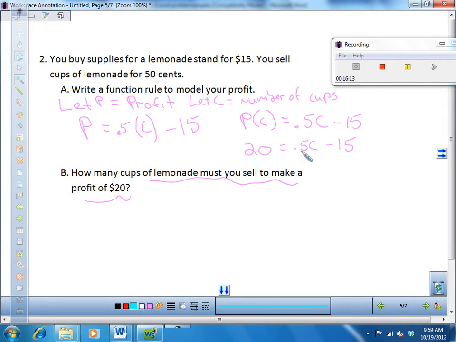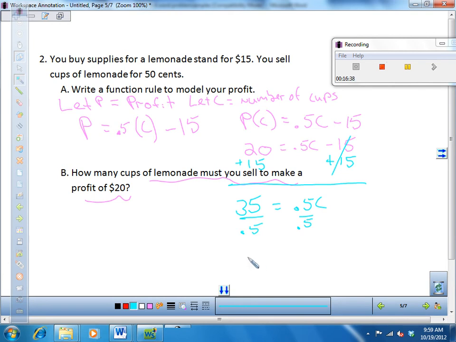Divide by 5? No, you don't. Add 15, sorry. Add 15 to both sides. Thank you. Now I have, this goes away. I get 0.5 C equals 35. And now I divide by 0.5.